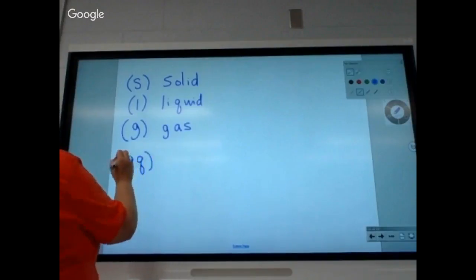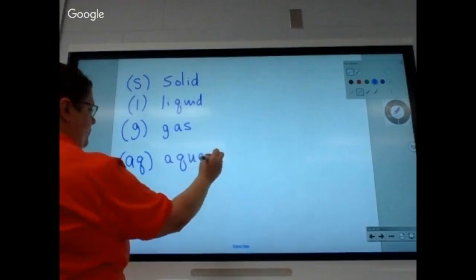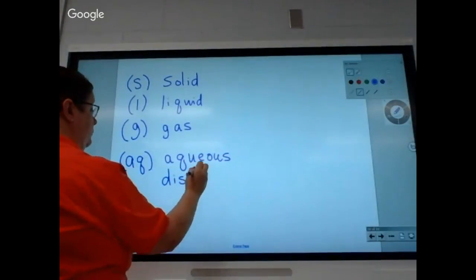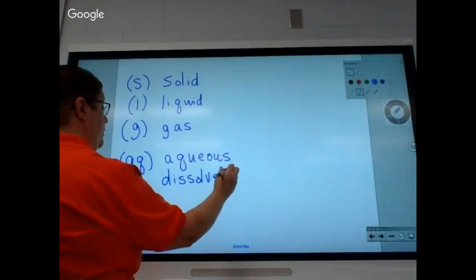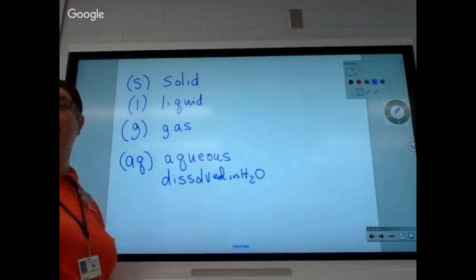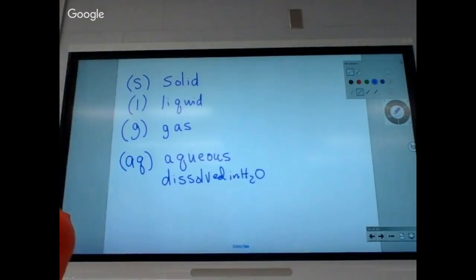AQ stands for aqueous. It means dissolved in water. Do we have to say what it means too? I usually take either answer. But usually I get something like AQ and then a horrendous spelling. And people go, Miss Wall, do you count off for spelling?